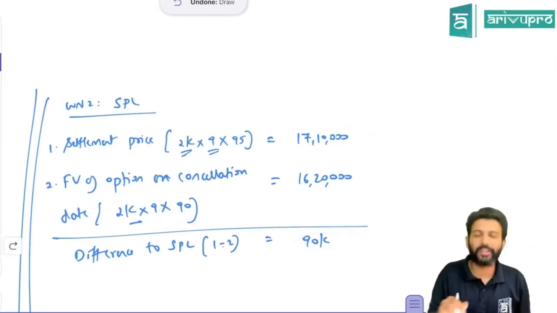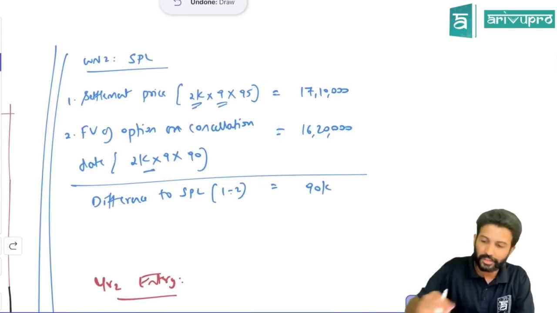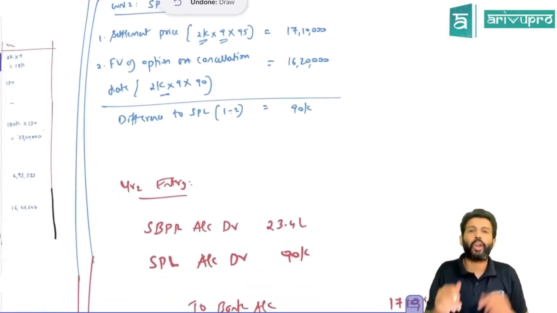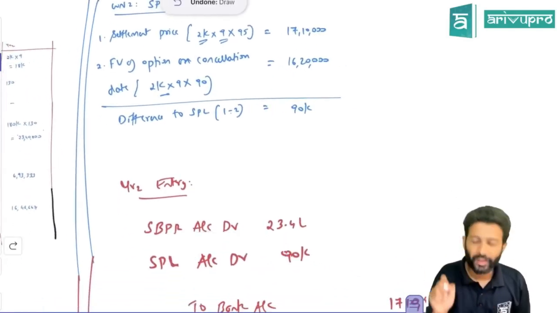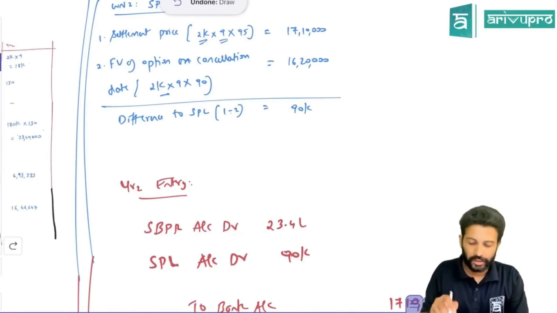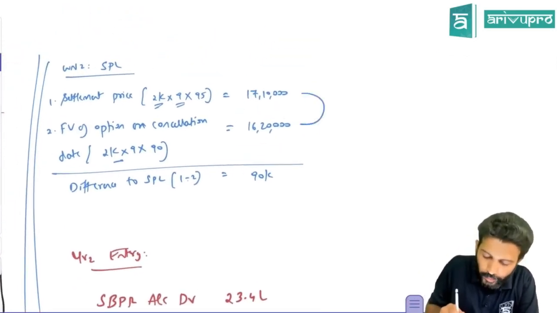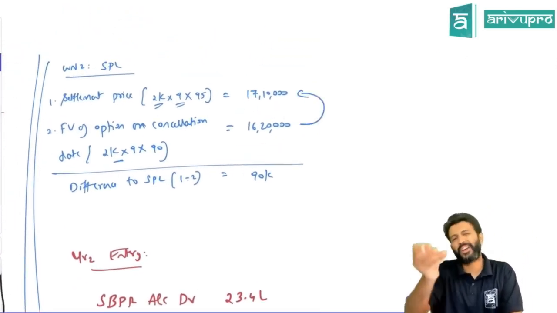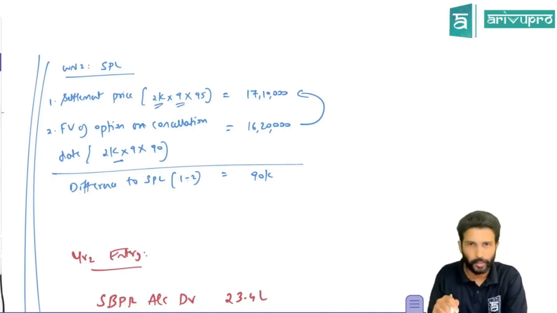Yes. So the difference between these two, how much is it? 90,000. That is a loss which will be transferred off to the P&L account. This is the loss basically, because the value is only 1620 but you paid 1710. You paid extra, so it's a settlement loss which will be transferred off to the P&L account.